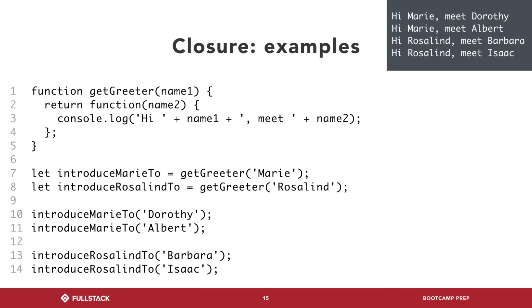Rosalind as name1. So when that returns a function, to that function name1 is always going to be Rosalind. And therefore, on lines 10 through 11, when I say introduce Marie to and pass in Dorothy and then Albert, it knows to say hi Marie, meet Dorothy, meet Albert. On line 13, it knows to say hi Rosalind, meet Barbara and Isaac. This just illustrates the point that I can run getGreeter multiple times, and each time I run it, I'm creating a new version of getGreeter and a new version of name1, and a new version of the function that recognizes that new name1.